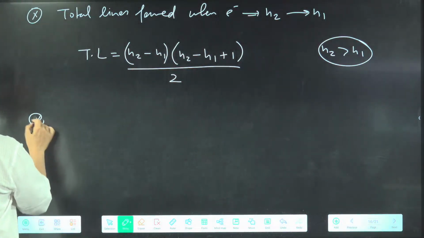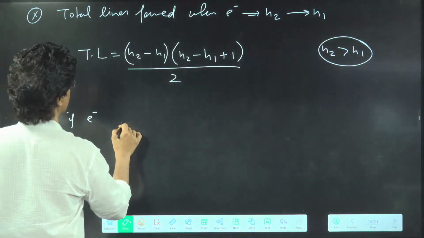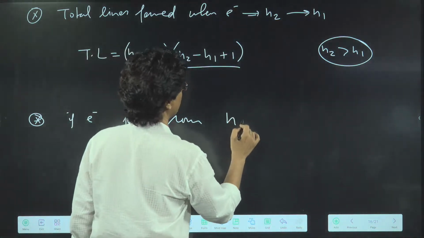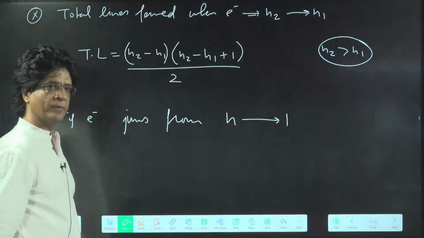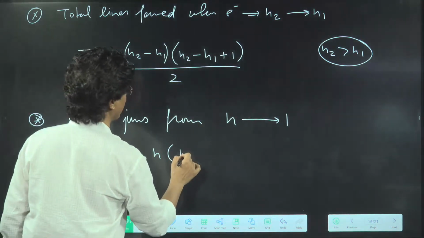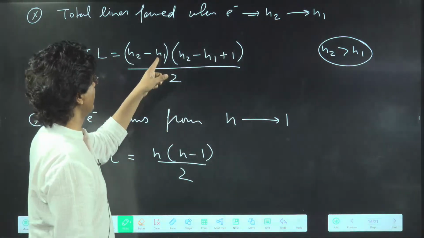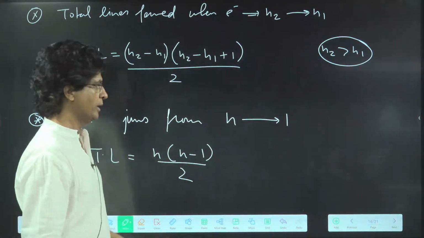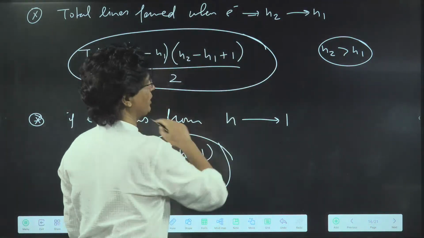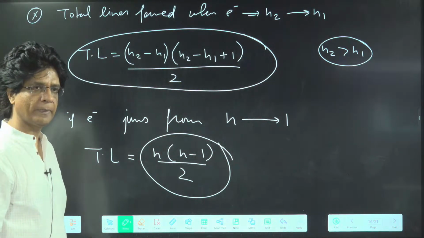Now, there is one more thing. If the electron jumps from orbit number n to orbit number 1, then the total lines formed will be n into (n minus 1) upon 2. You put N2 equal to n and N1 equal to 1, you will get this formula. Remember these two formulas, they are very, very important. These are the total number of lines formed.